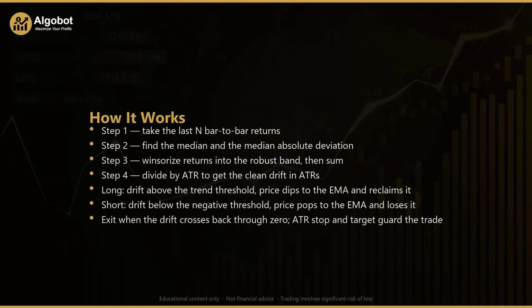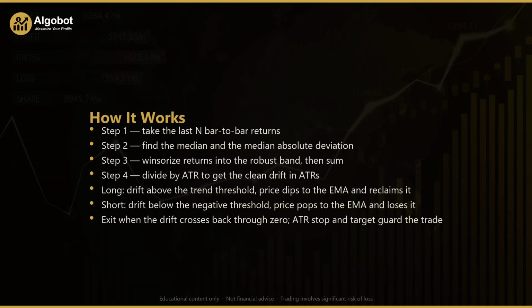Let's walk through the logic step by step. On each newly closed bar, the strategy rebuilds its trend gauge from scratch. First, it collects the last 20 bar-to-bar returns, controlled by the MomentumPeriod parameter. Second, it finds the median of those returns as a robust center and the median absolute deviation as a robust measure of spread. Scaling that deviation by 1.4826 turns it into a dependable stand-in for the standard deviation, but one that is not inflated by the very spikes we want to ignore.